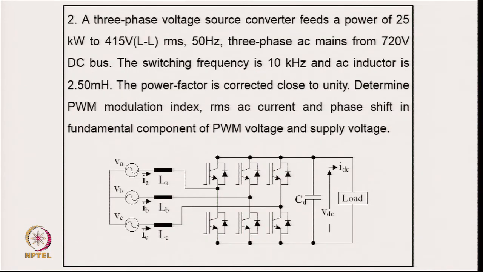So, coming to the second numerical: a 3 phase voltage source converter feeds a power of 25 kilowatt to a 415 volt line to line RMS, 50 hertz, 3 phase AC mains from a 720 volt DC bus, with switching frequency 10 kilohertz, and the AC inductor is 2.5 millihenry, and power factor is corrected close to unity. Determine the PWM modulation index, RMS supply AC current and phase shift between the fundamental component of PWM voltage and supply voltage. So, this is the typical circuit of a voltage source converter with bidirectional power flow.